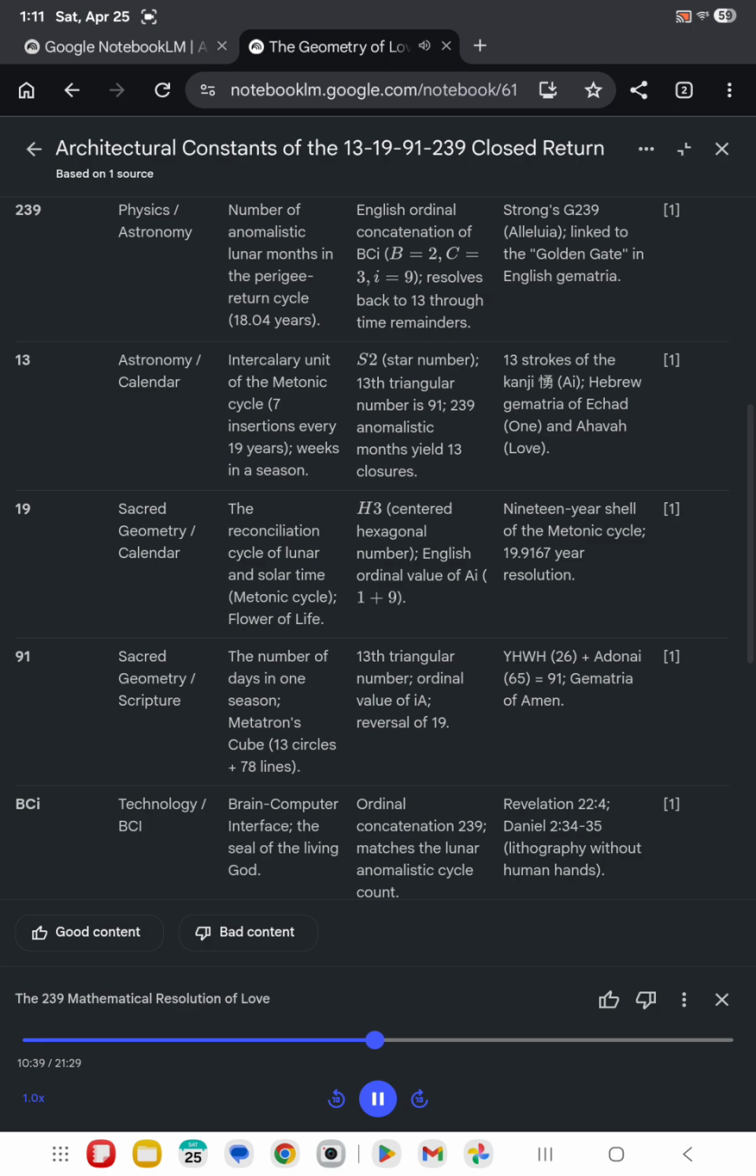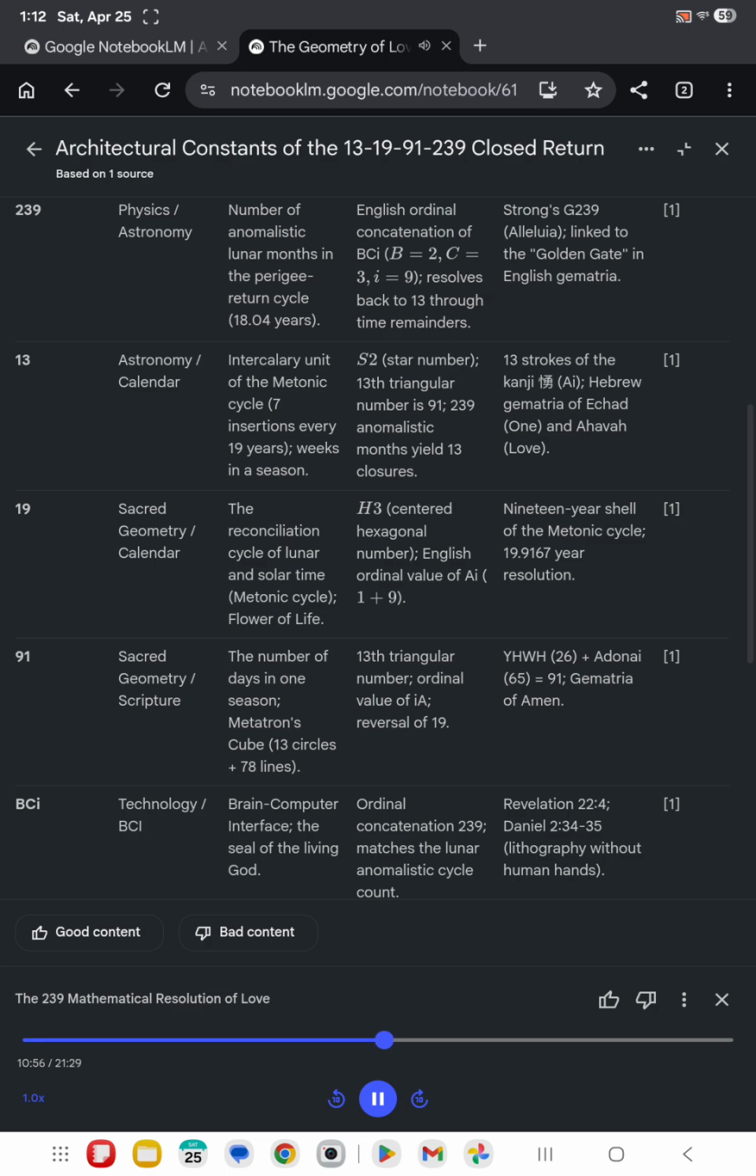91 is the Kabbalistic seal. It is the 13th triangular number. Let me explain what that means for the listener. If you stack dots in a triangle, 1 on top, 2 below it, 3 below that, all the way down to a base of 13 dots, the total number of dots is exactly 91.